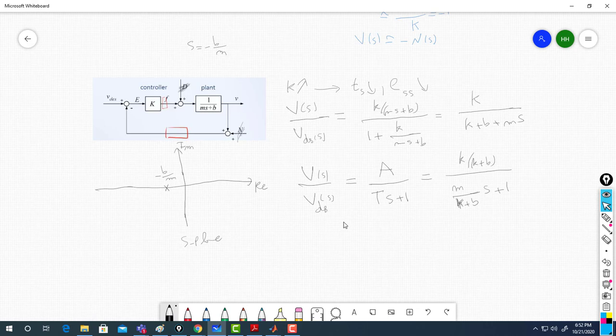Then what's the pole of my closed loop system? Now, when I added the feedback, my system becomes different. So I'll put it in red. S will be minus K plus B over M, right? Yes. This is my new system.